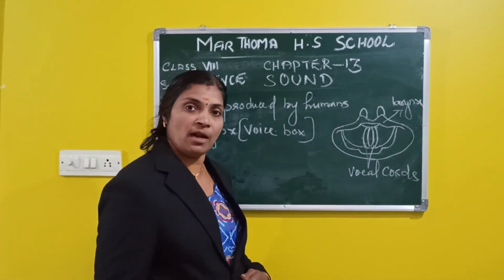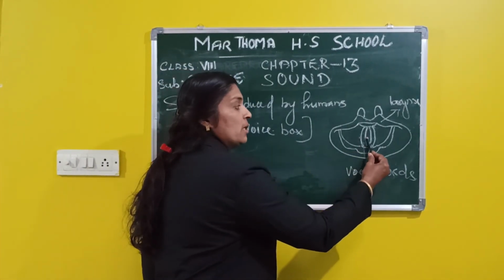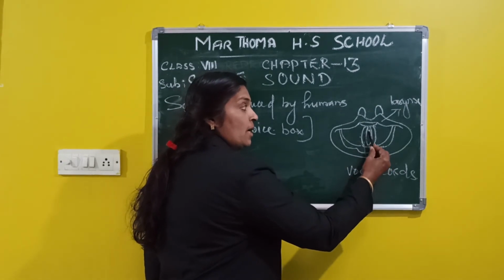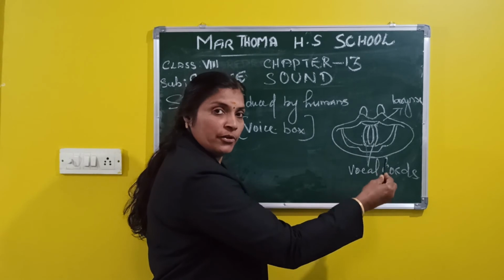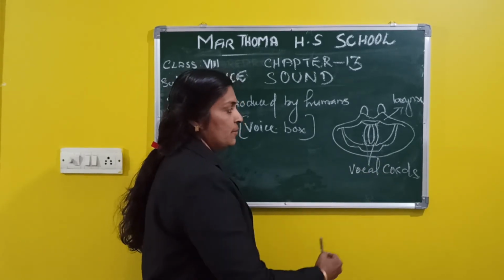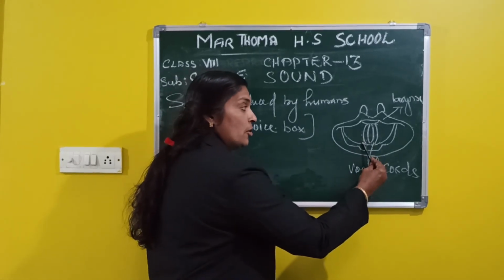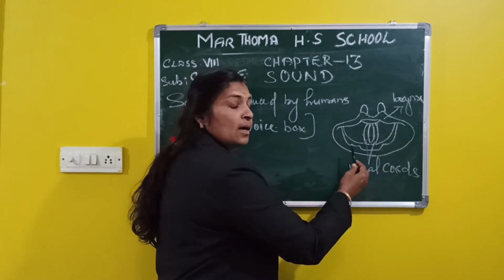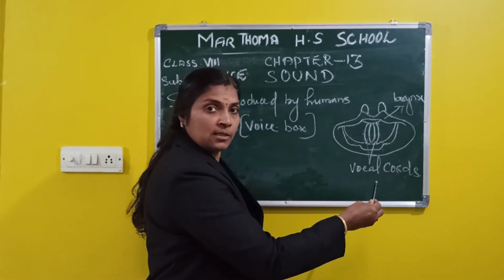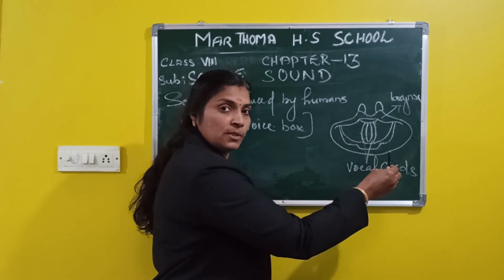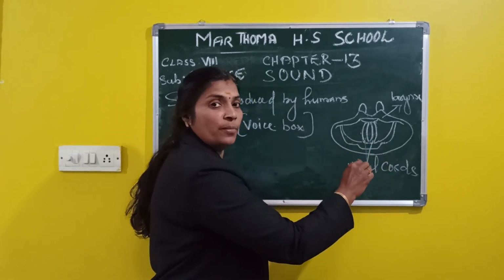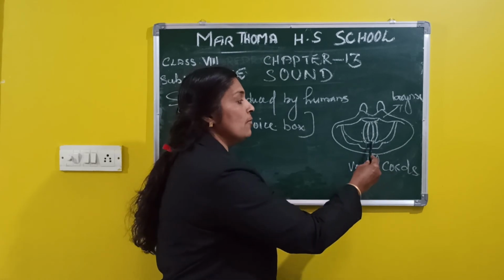When air from the lungs is forced through this narrow slit, it makes the vocal cords vibrate and produce sound. The muscles attached to these vocal cords contract and relax, making the vocal cords tight and loose, thus enabling us to make different kinds of sound.